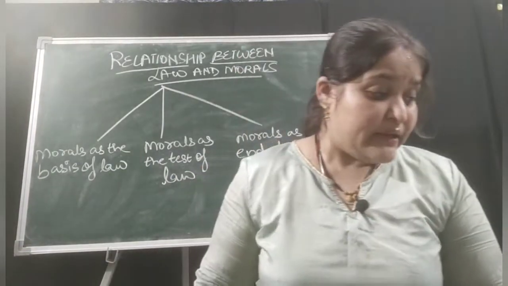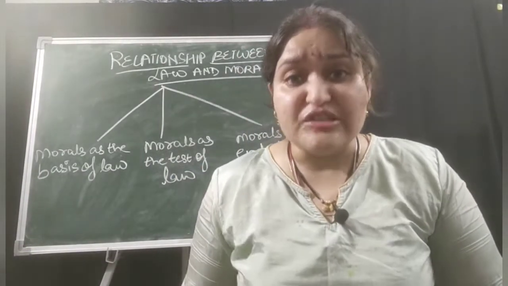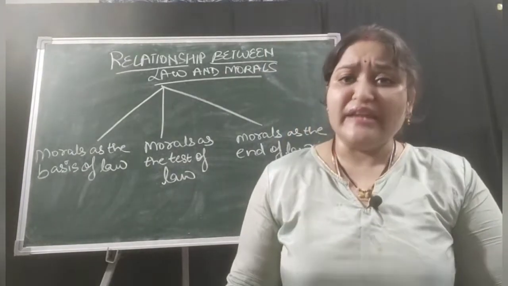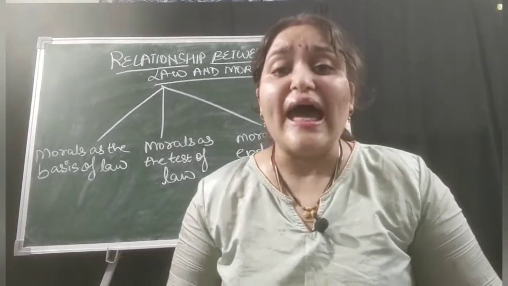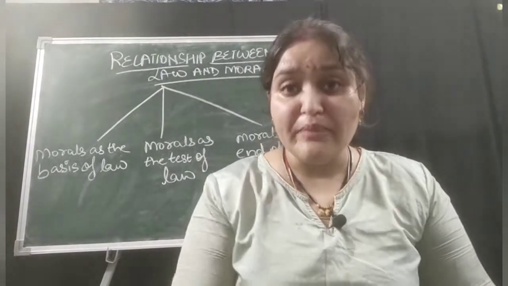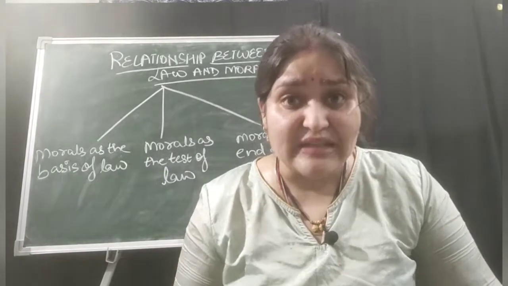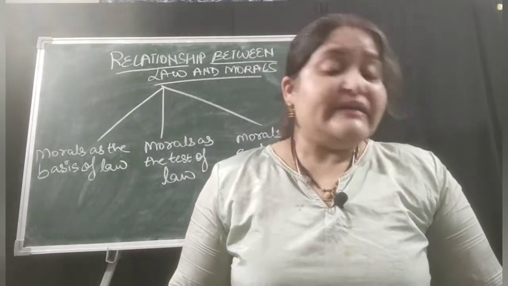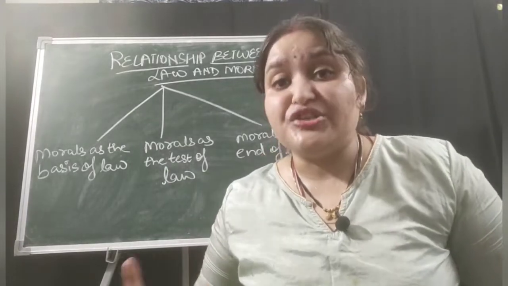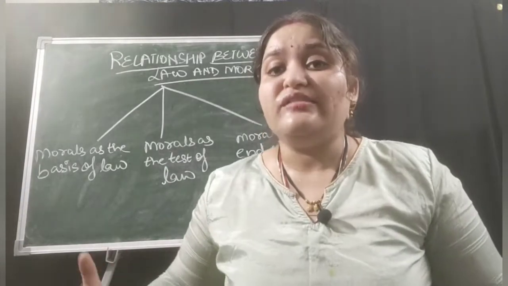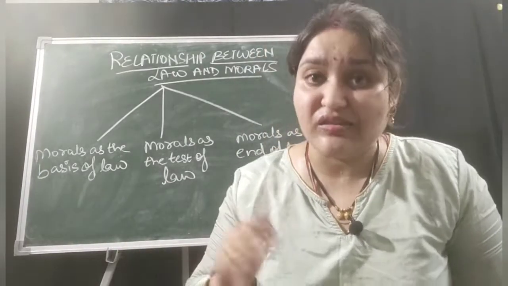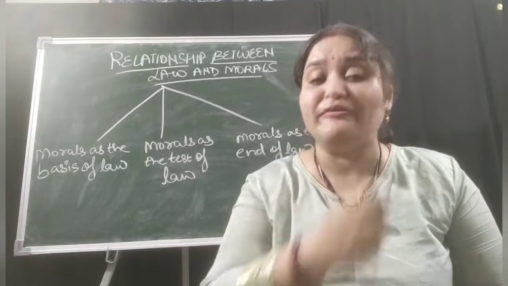I'll tell you one thing: in the 17th and 18th century also, the Greeks and Romans considered morals as the basis of law. They considered morals much more important than everything else. And this was at the time when natural law theory was at its peak. I will discuss this theory as well, don't worry.